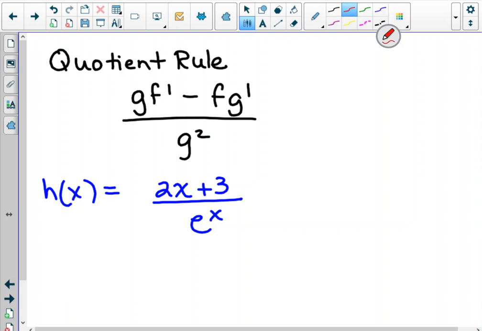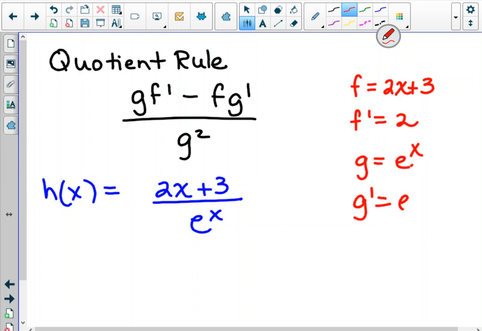All right, so a little side work. Remember, f is always your numerator guy. So f prime would be 2. g is your denominator. And he's an elephant. So his derivative is just e to the x. The elephant's all the way down.